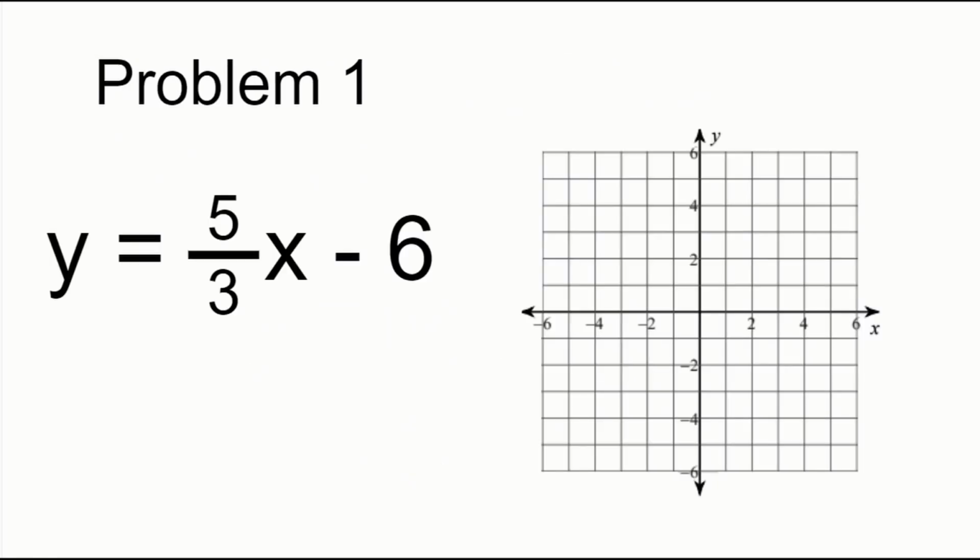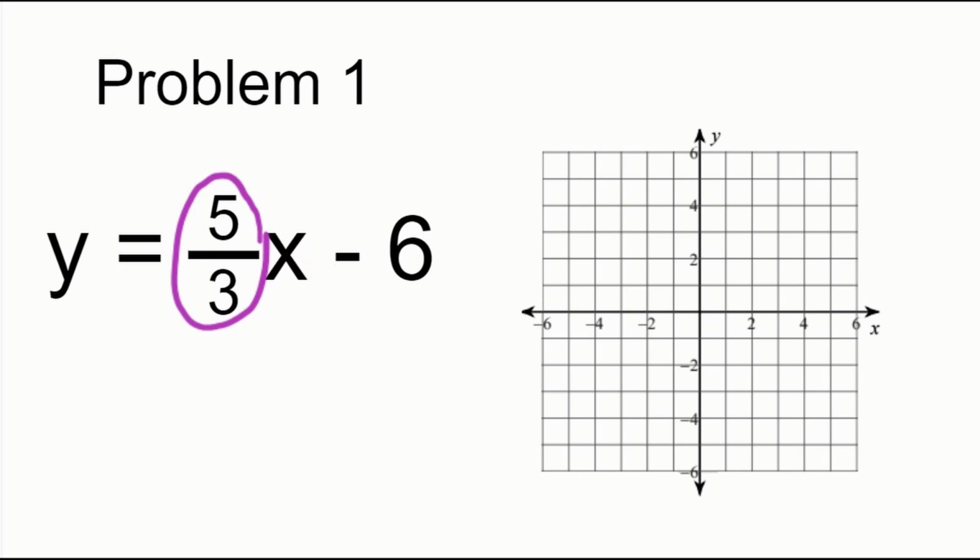Problem 1. Here we have the equation y equals 5 over 3x minus 6. Taking a look at the equation, which part refers to the slope? Locating our x, we know that the coefficient, the number in front of x, is going to be our slope. So this has a slope of 5 over 3.